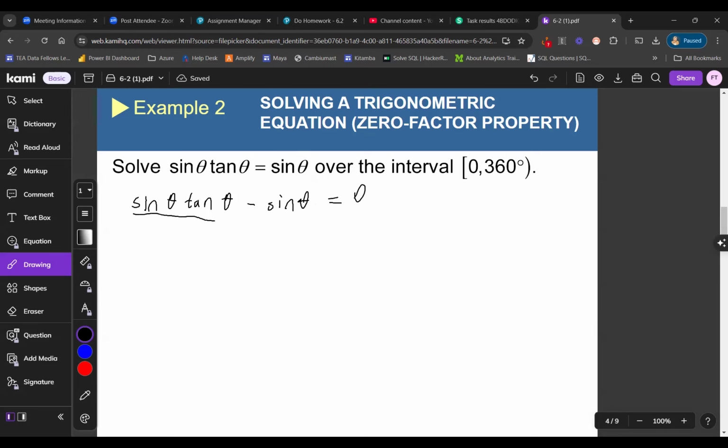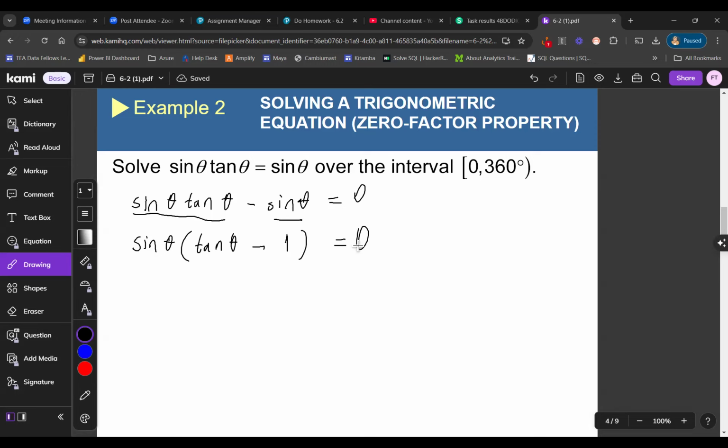So I can factor the sine of theta from this equation. Sine of theta is a common factor, parentheses. There is tangent of theta left here. When I multiply them back, the answer is sine theta times tangent theta minus, and then I have to multiply this by 1. So 1 times sine of theta is sine of theta, and this will be set to 0.